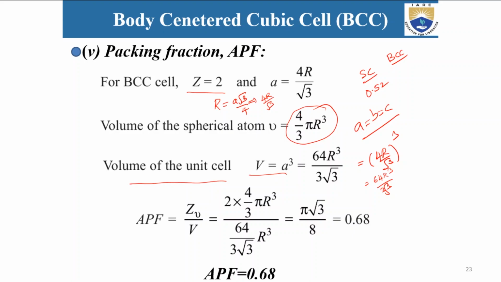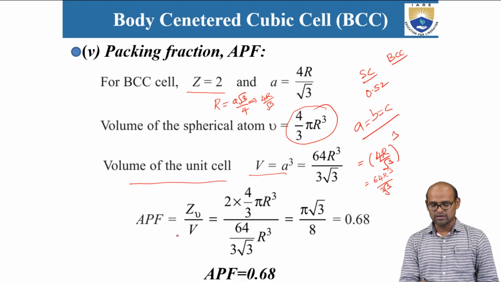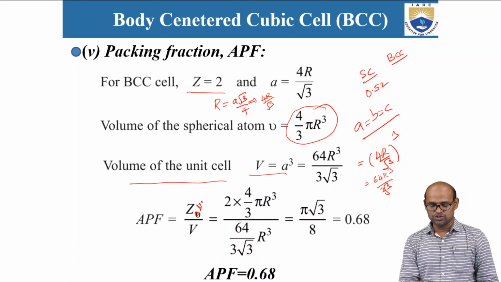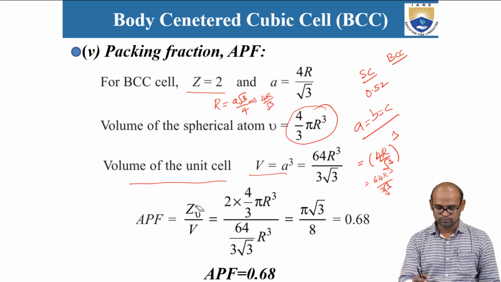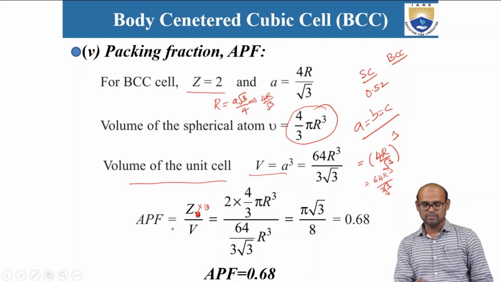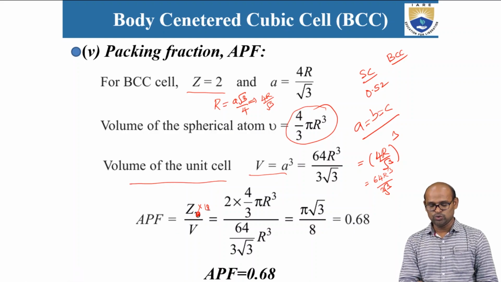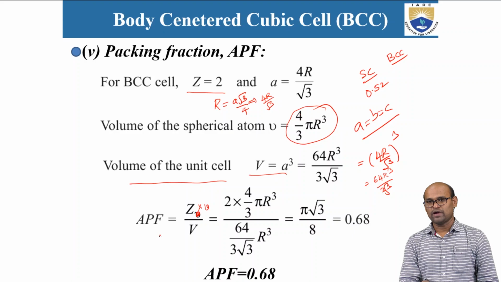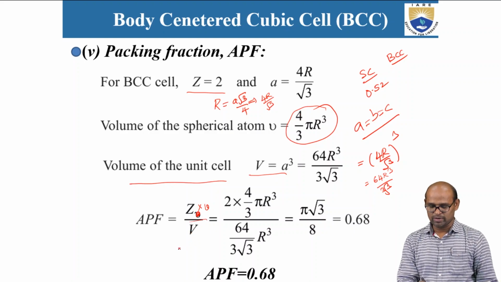Now I want to calculate the atomic packing fraction. Atomic packing fraction is Z into v, where you can take it as small v. This is not a subscript. Let me correct this. So Z into small v, where small v is nothing but the volume of the atom, divided by the volume of the unit cell. So that is the atomic packing fraction. What is the atomic packing fraction? The number of atoms per unit cell into the volume of each atom, divided by the volume of the unit cell.